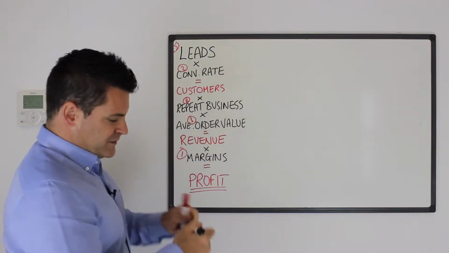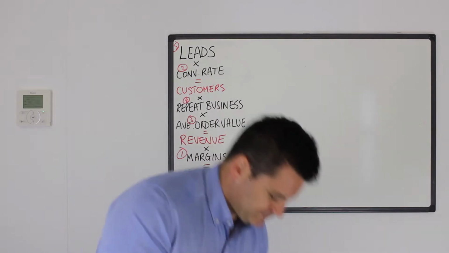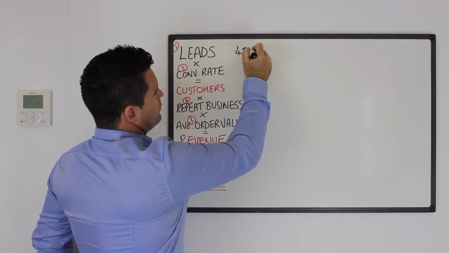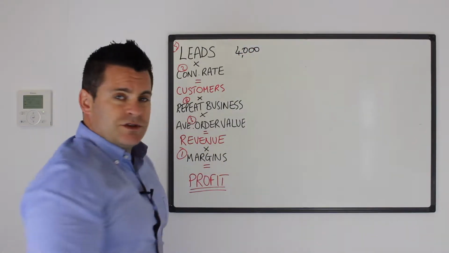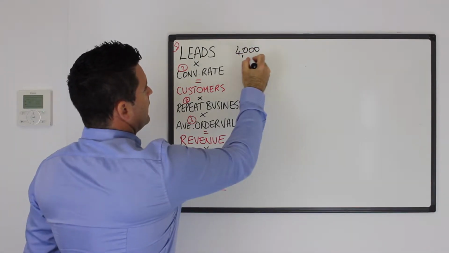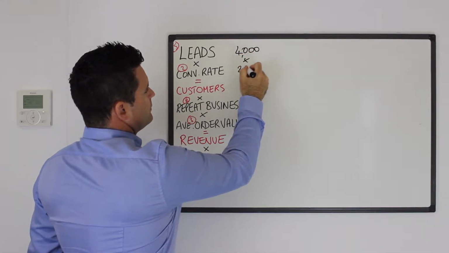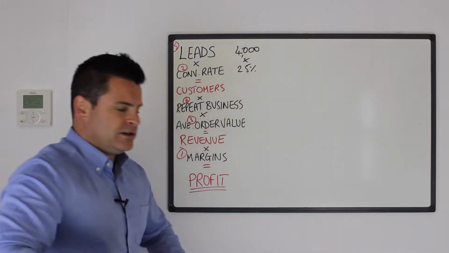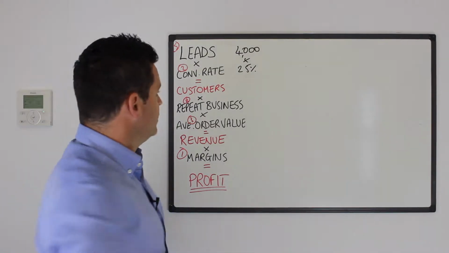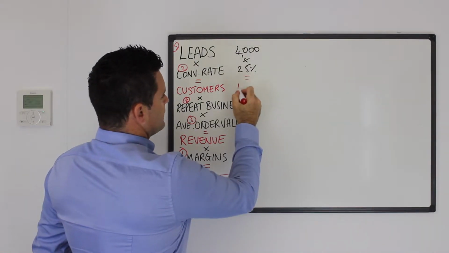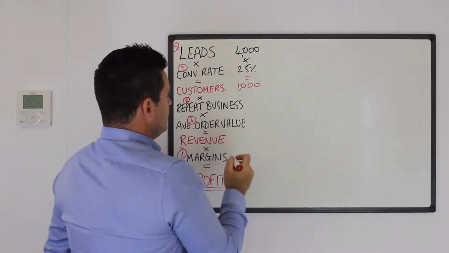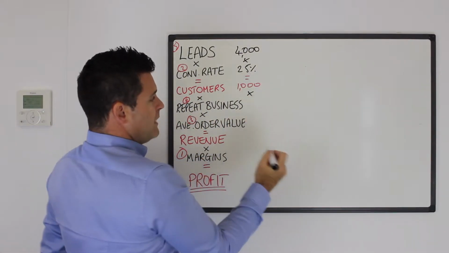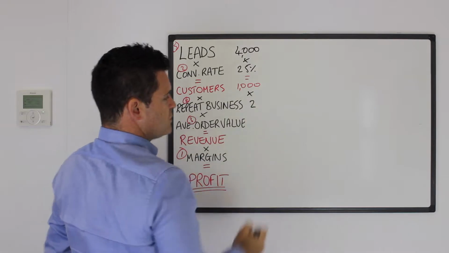Right, so for this fictitious company, we have 4,000 leads, so 4,000 customers inquire into this business, and on the whole, about 25% of those will buy. So the mathematicians among you should be able to work this one out. That gives you 1,000 customers, and then with those 1,000 customers, we want them to come back many times, but in this case, just twice.